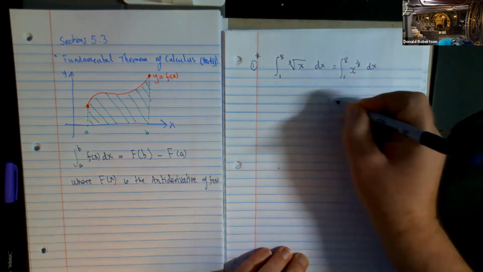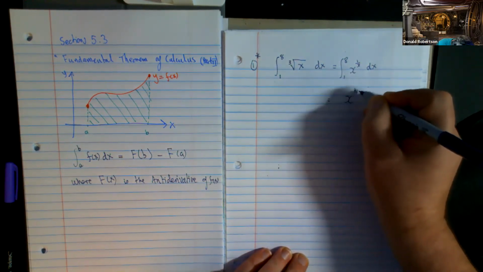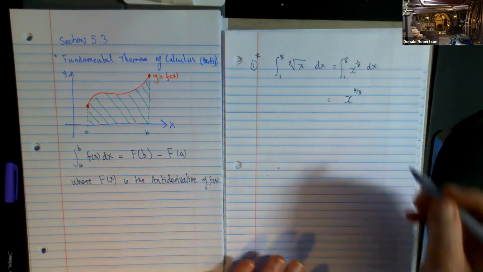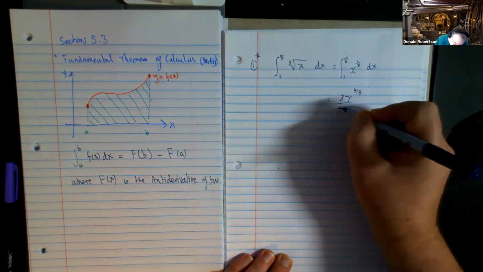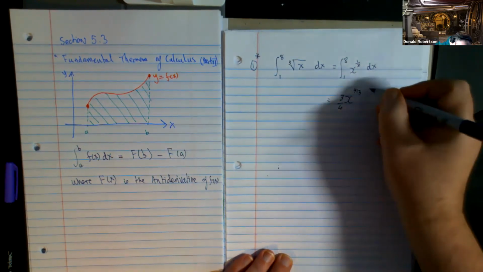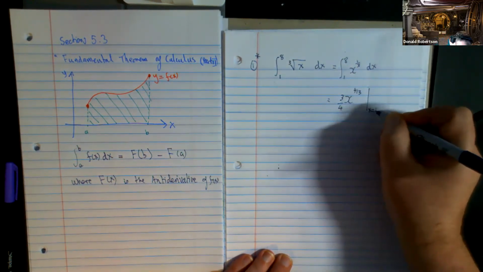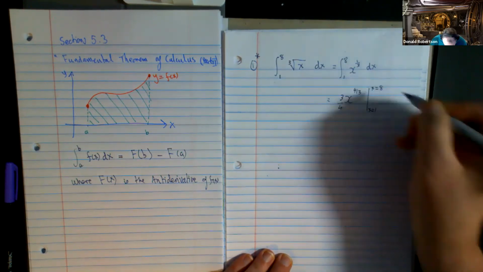So I'm going to add 1 to the power, which is 4/3. I'm going to divide by that new power. Well, dividing by 4/3 is the same as multiplying by 3/4. And then we're going to evaluate it at x equals 1 to x equals 8. Fair enough.